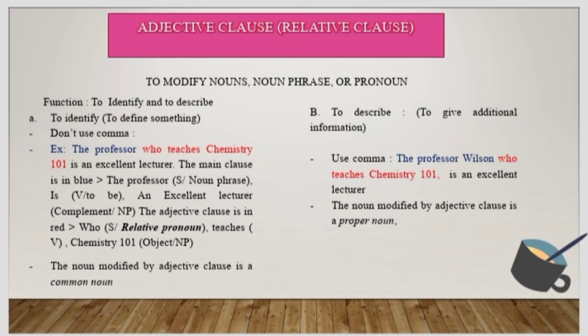And the second, to describe, to give additional information. The main characteristic is that it uses a comma. The professor Wilson, who teaches chemistry 101, is an excellent lecturer. The noun modified by the adjective clause is a proper noun.